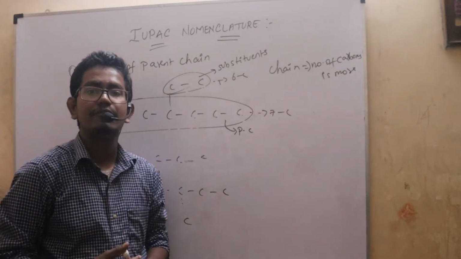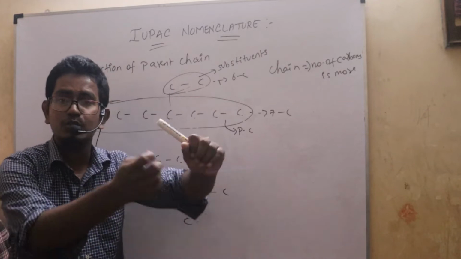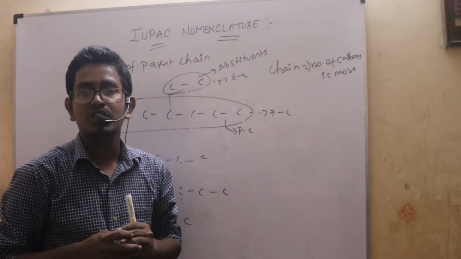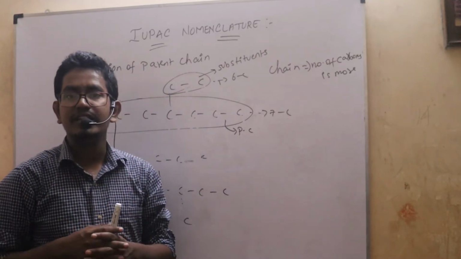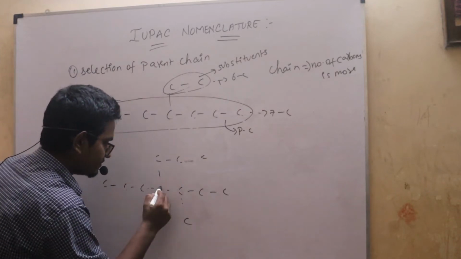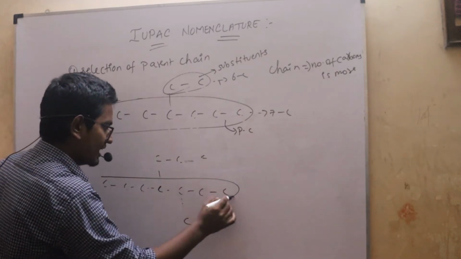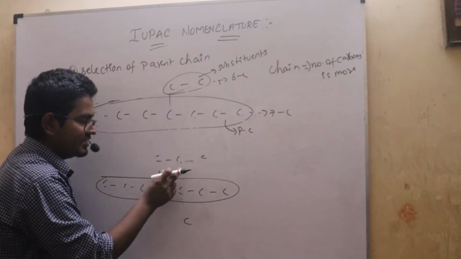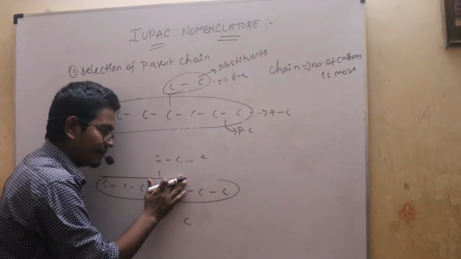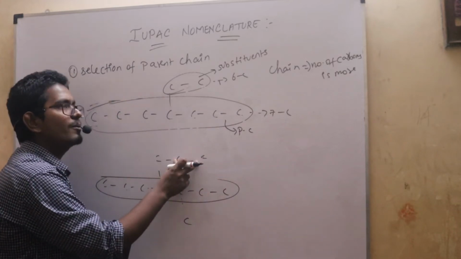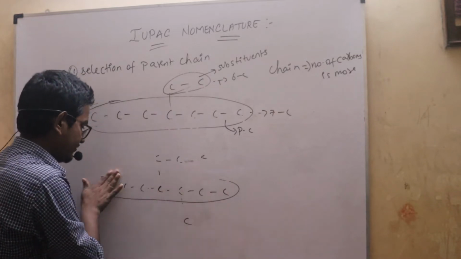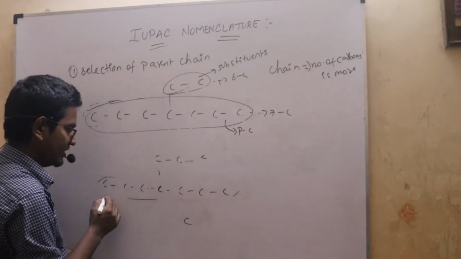Then which chain should we take? We should take the carbon chain in which more number of branches are there. For example, you can see here, if I am taking this as my parent chain, there are 2 branches. It is the first branch and it is the second branch, right? If I am considering this as a parent chain, then it will be my first branch and my second branch.